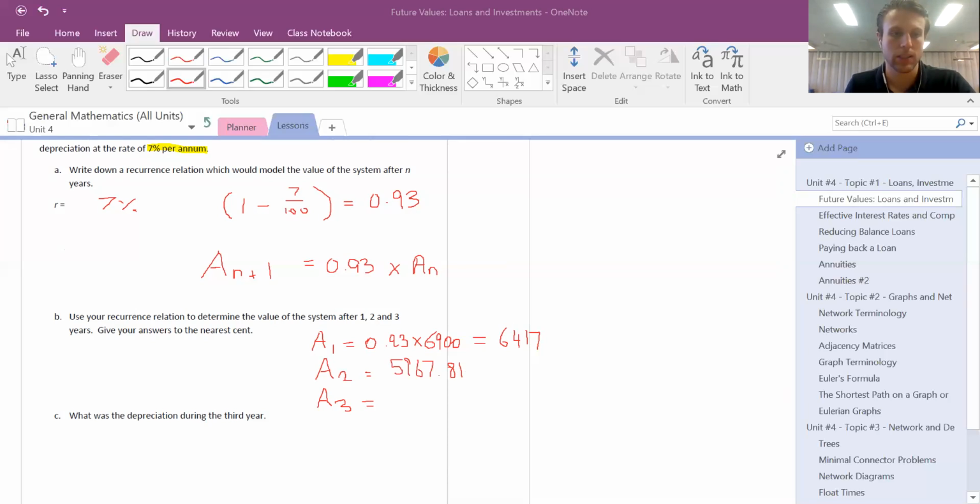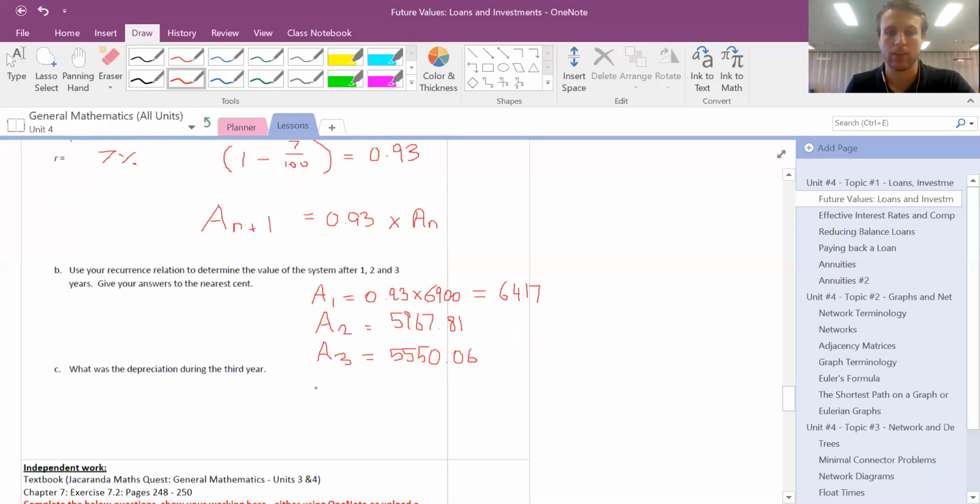So I'm going to go 5,967.81, multiply that by our depreciation of 7%, which is 0.93, and we'll end up with 5,550.06, and that's me rounding to my nearest cent. And we can see that this thing has dropped by 400 and something again. It's going to keep on going like that, dropping down, dropping down. But we can see that it's dropped down by less than what it did before. The reason why is because we're taking a percentage of something that's not worth as much now, and so the drop is going to be less effective.